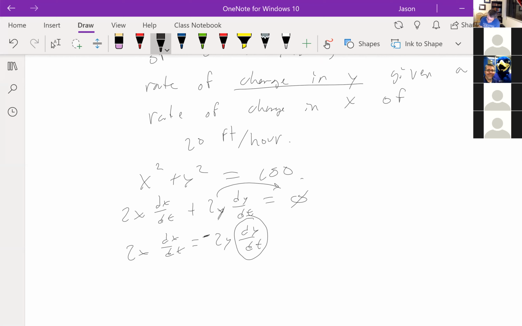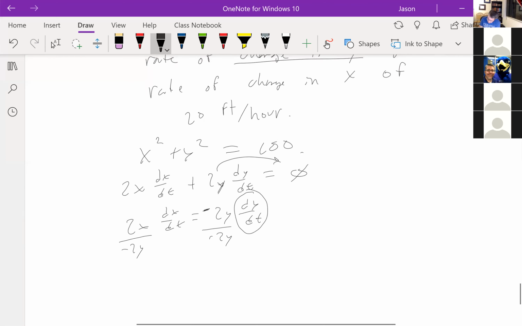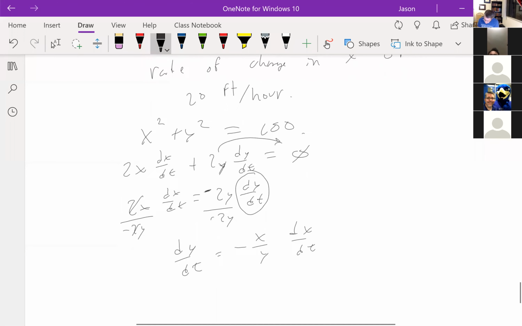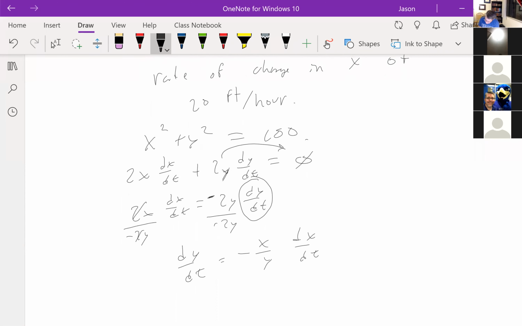So what is dy/dt going to be? Well, I could divide by negative 2y, and I'm going to get dy/dt is equal to... the 2's are going to cancel. This is negative x over y times dx/dt. And so I need to figure out, what is x, what's y, and what's dx/dt?